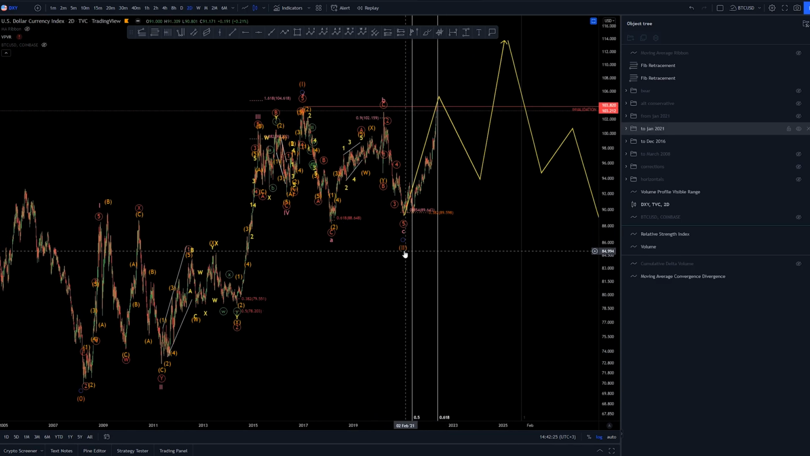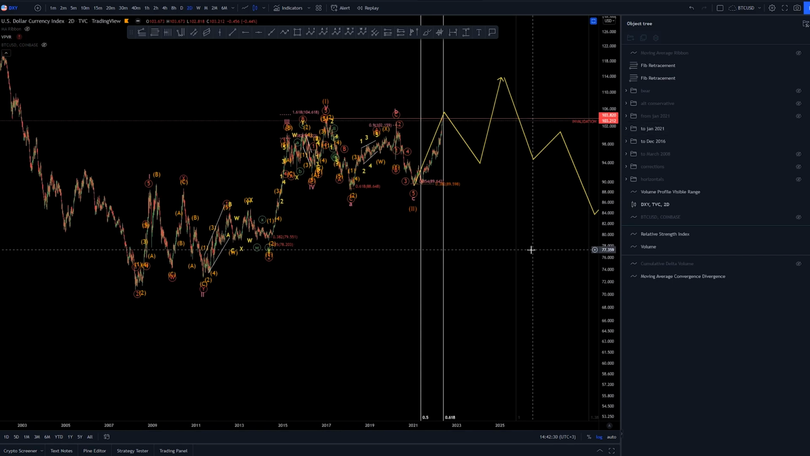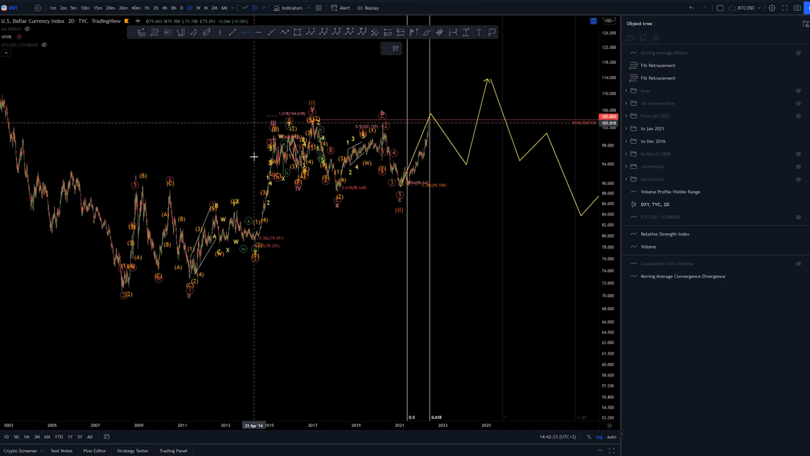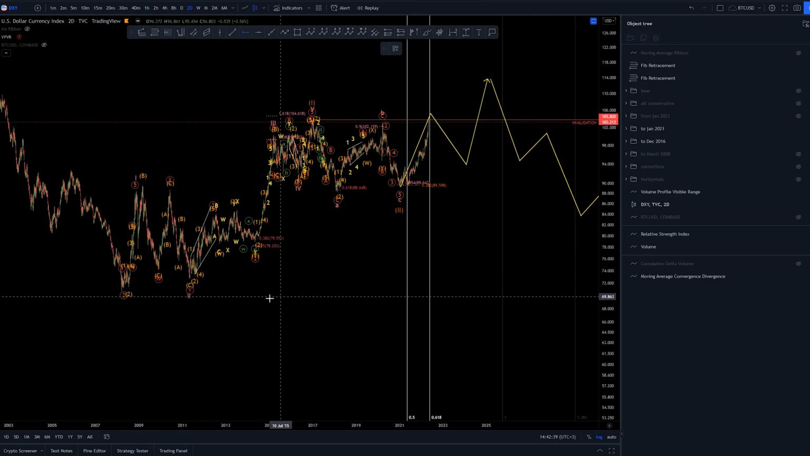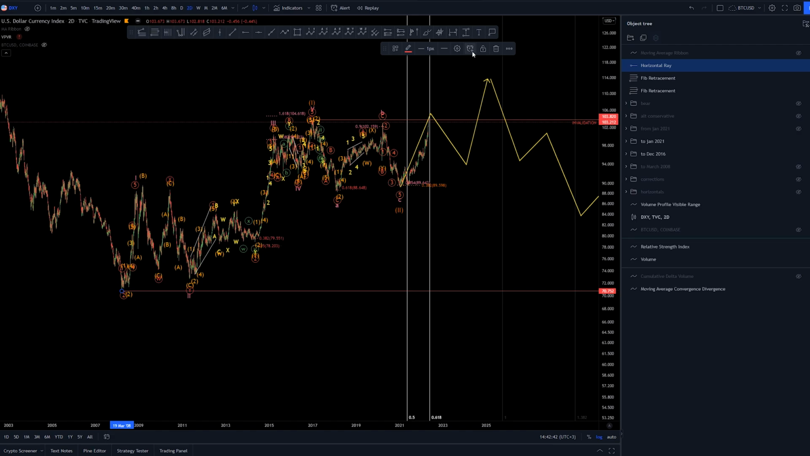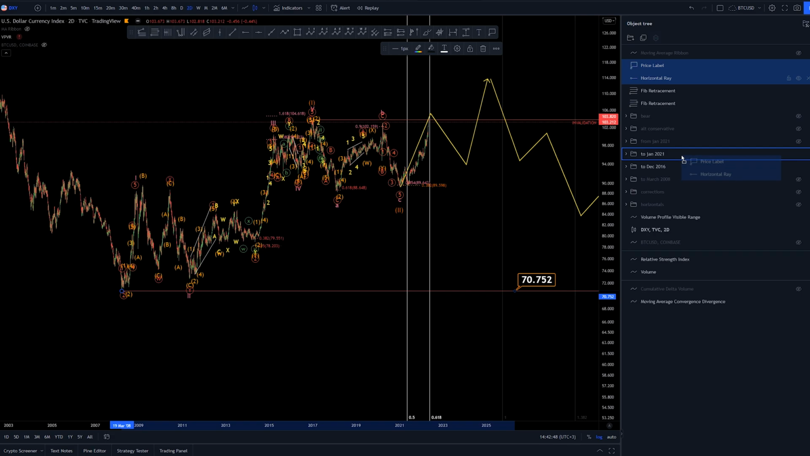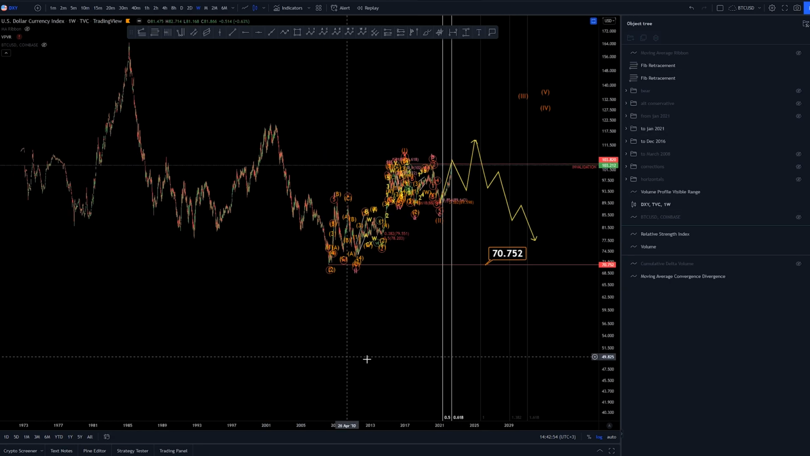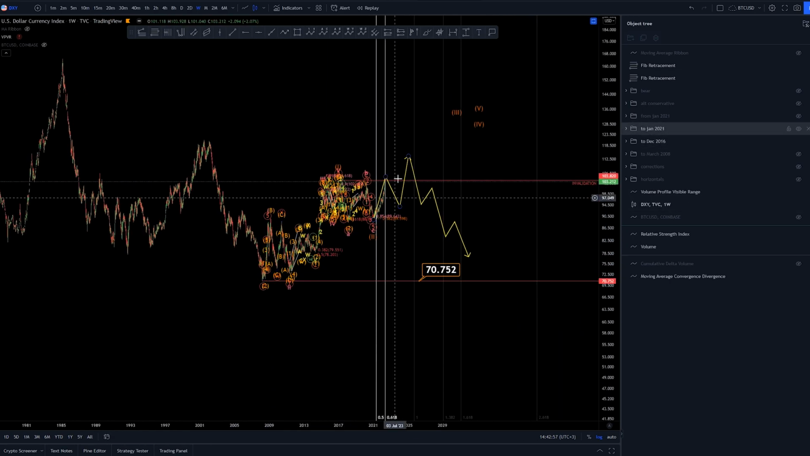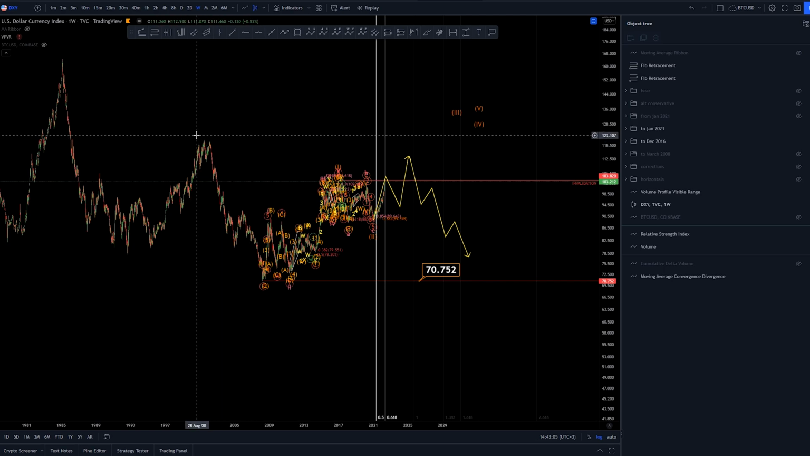But we'll see what would be the fourth of this structure, if this is again the count we're looking for. In any case, the whole invalidation is around $70, which is really unlikely even to happen just by looking at the overall structure. If we just zoom out, for this to come down here, it would require, I would think, some kind of a rejection around the $119 area where we had these previous peaks, and possibly then down.